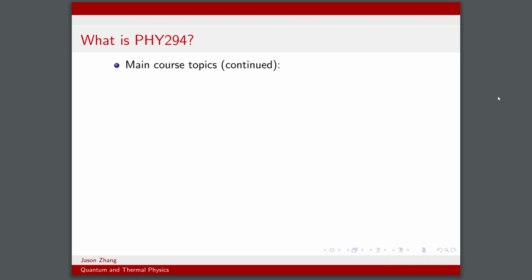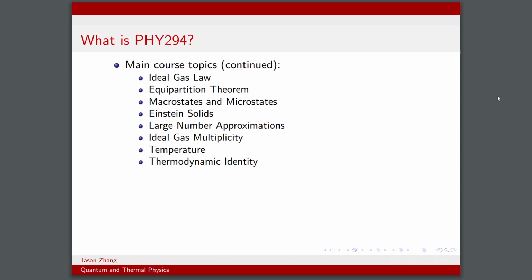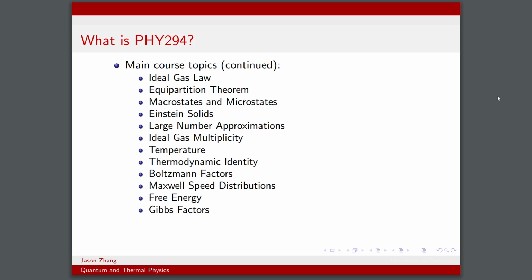And then for the second half of the course, we get more into thermal physics, aka statistical mechanics. So we start off by talking about the ideal gas law, then we get into the equipartition theorem, macrostates and microstates, Einstein solids, large number approximations, ideal gas multiplicity, what temperature is, thermodynamic identity, Boltzmann factors, Maxwell speed distributions, free energy, Gibbs factors, bosons and fermions, and then at the end of the course we get into a little bit about blackbody radiation and Debye theory.